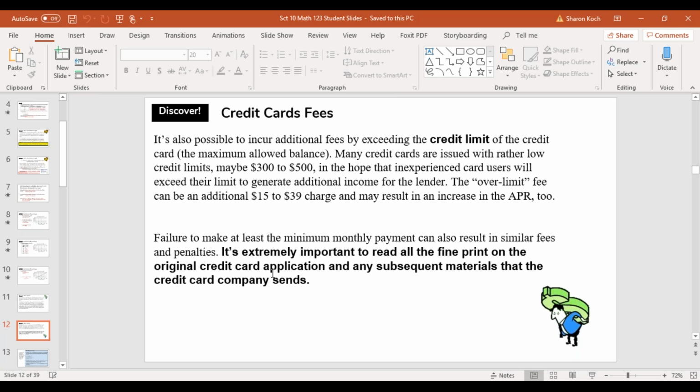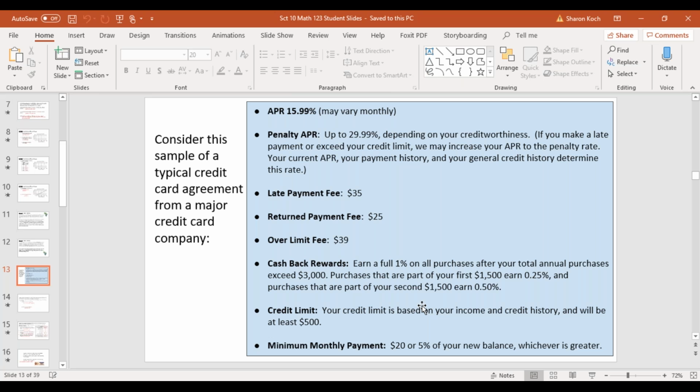Okay. And it says here, failure to make at least the minimum monthly payment can give you, okay, you missed a payment, so a late fee or whatever. So once again, read that fine print. So we're going to work through a scenario to see what happens in a typical credit card here.